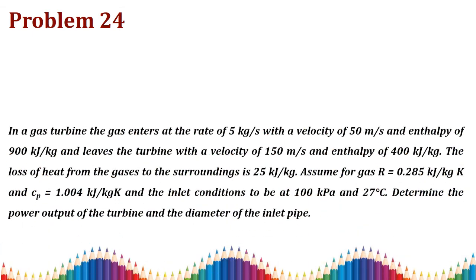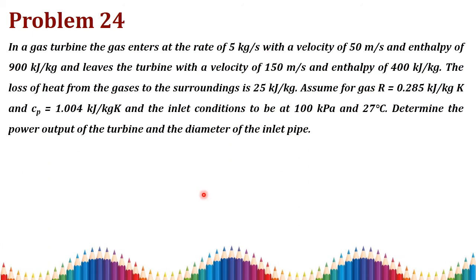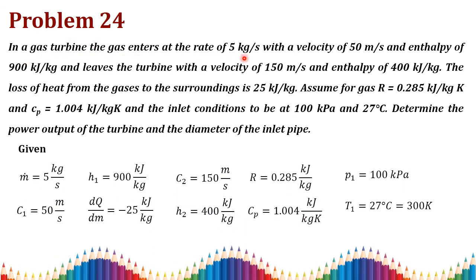Problem 24. In a gas turbine, the gas enters at a rate of 5 kilogram per second, so the mass flow rate is 5 kilogram per second, with a velocity of 50 meter per second, so C1 is 50 meter per second, and an enthalpy of 900 kilojoule per kilogram, that is H1 is 900 kilojoule per kilogram.